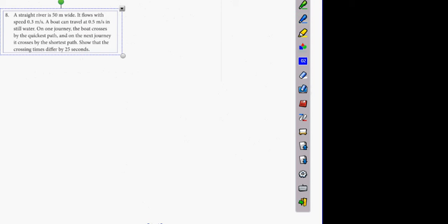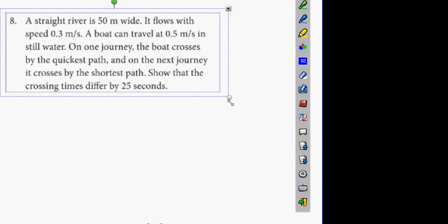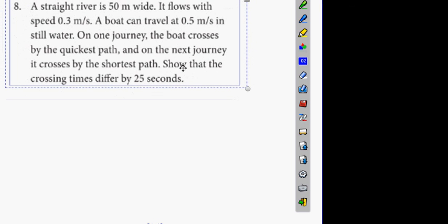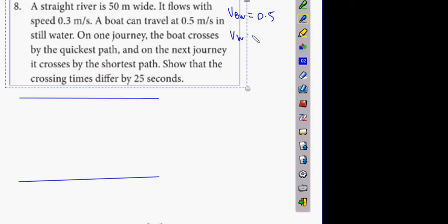Now, similar question. A straight river is 50 meters wide. So, once again, you're going across 50 meters. A boat can travel at 0.5 meters per second in still water. Phi BW is 0.5. The velocity of the water is 0.3.